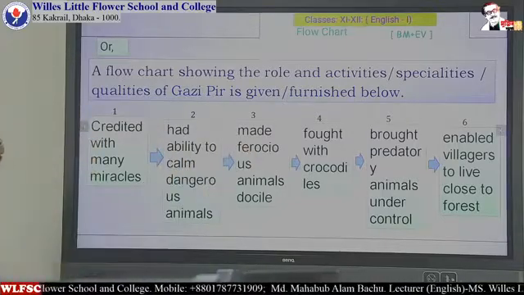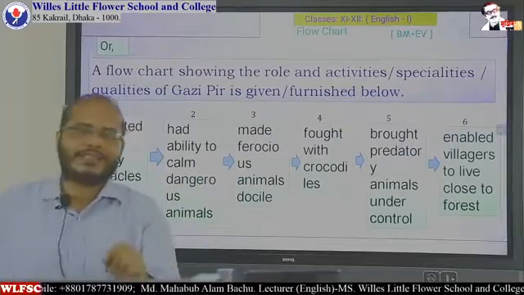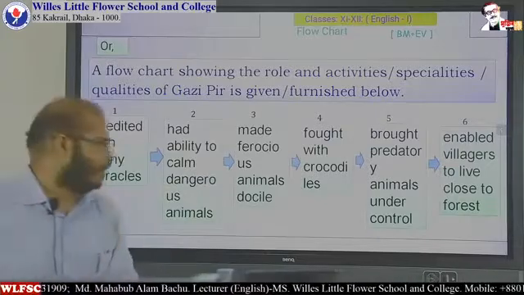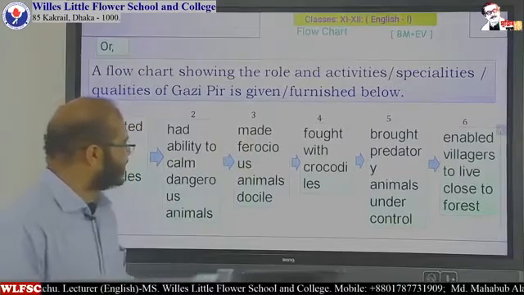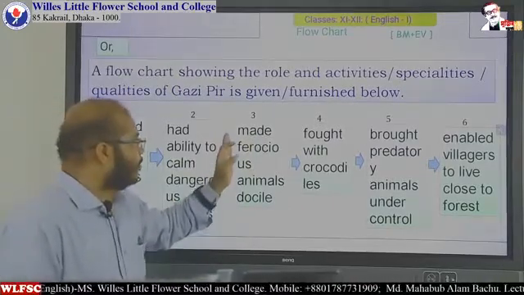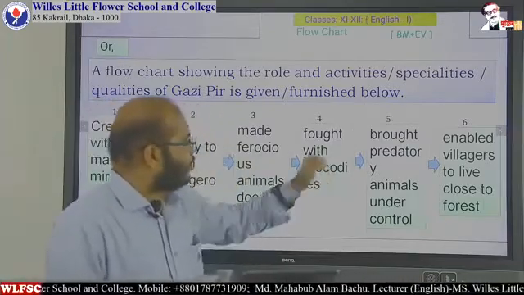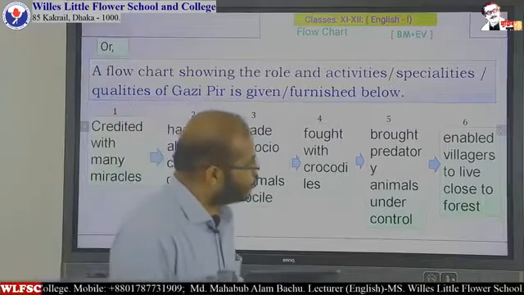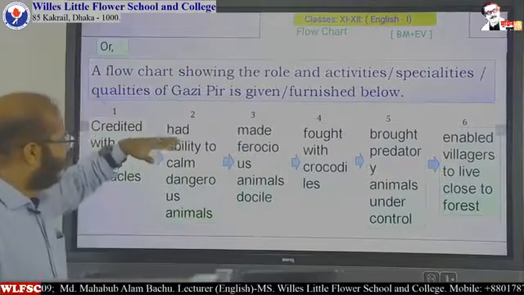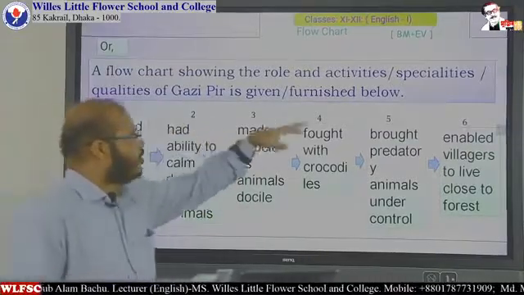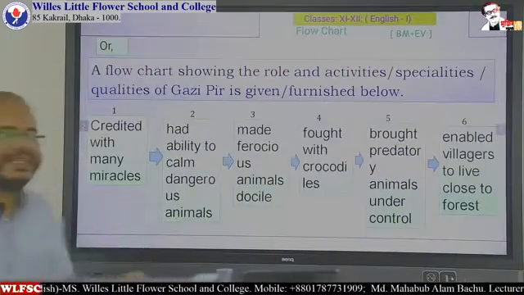Okay. So, had ability to calm dangerous animals. You see, had is the past and past participle form of the verb. And you have to write the third one, made ferocious animals docile, made. We got this made from make. Fought with crocodiles, brought predatory animals under control, enabled villagers to live close to forest. So look at these verbs: had, made, fought, brought. Okay, so these are the system.